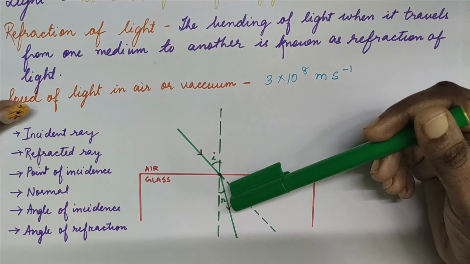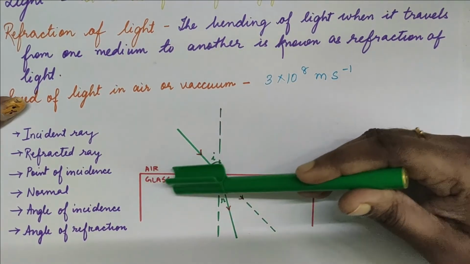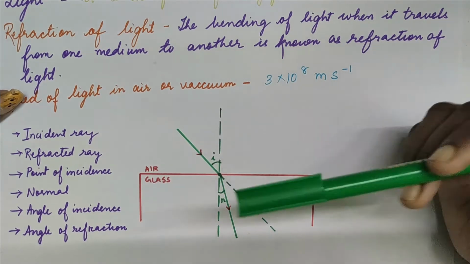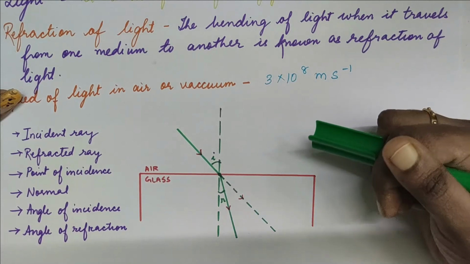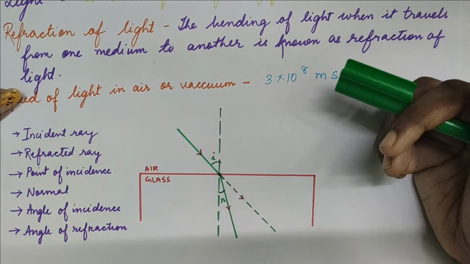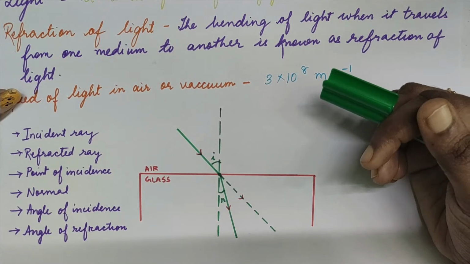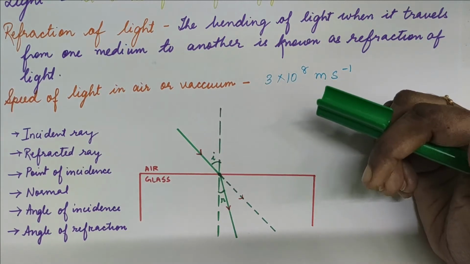In this diagram I have tried to show you two medium, air and glass. The air is a rarer medium because the particles of air are far away, and glass is a denser medium as compared to air because in glass the particles are closer.